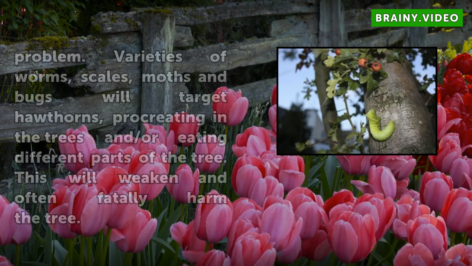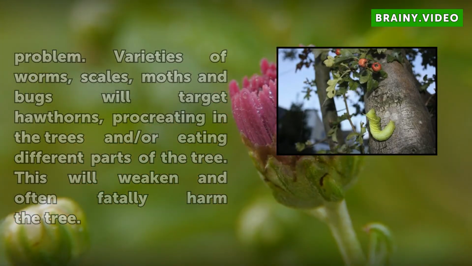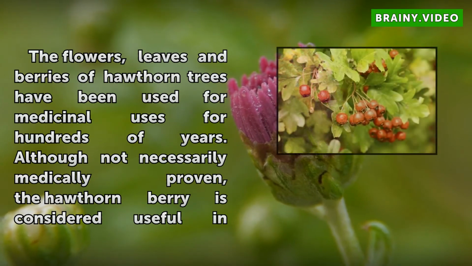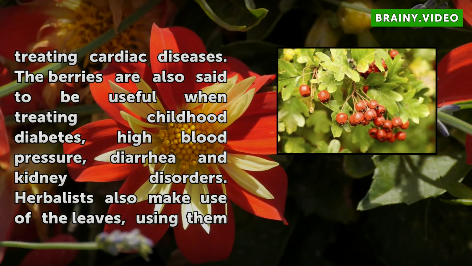The flowers, leaves and berries of hawthorn trees have been used for medicinal uses for hundreds of years. Although not necessarily medically proven, the hawthorn berry is considered useful in treating cardiac diseases. The berries are also said to be useful when treating childhood diabetes, high blood pressure, diarrhea and kidney disorders. Herbalists also make use of the leaves, using them as a nicotine substitute for those who are trying to quit smoking and also as a general concoction to promote well-being. Finally, the flowers of the trees can be used as a safe diuretic when made into tea.